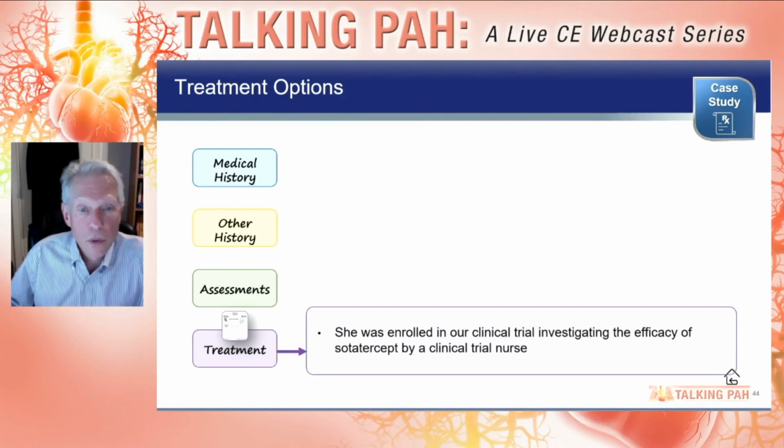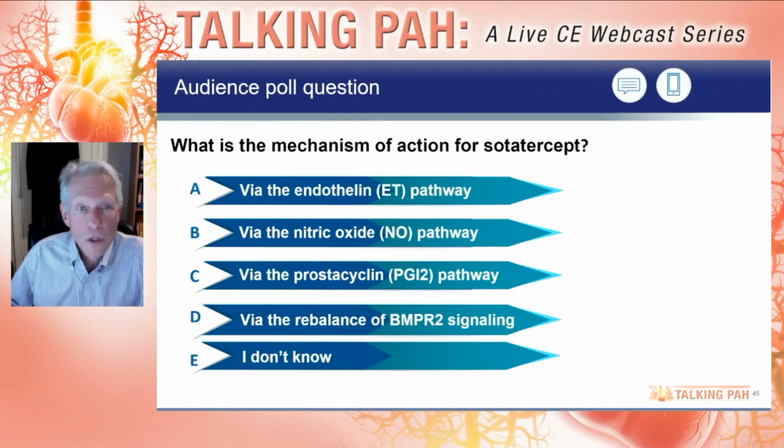So moving on to treatment options, this patient was on what she should be on based on her risk category and was clearly getting worse. I can tell you that this patient did not tolerate prostacyclines, which is why she did not go on the standard triple therapy. So we offered her the opportunity to go into a sotatercept study that was being done at our institution. So an audience poll question, what is the mechanism of action for sotatercept?